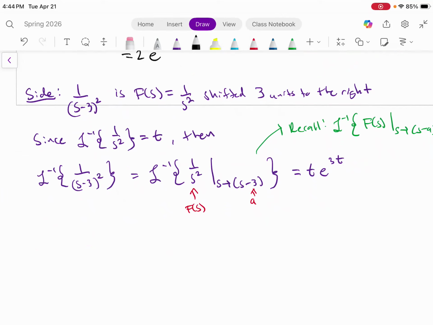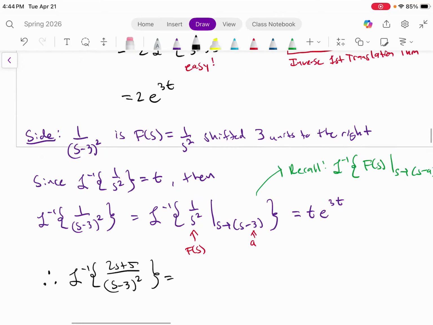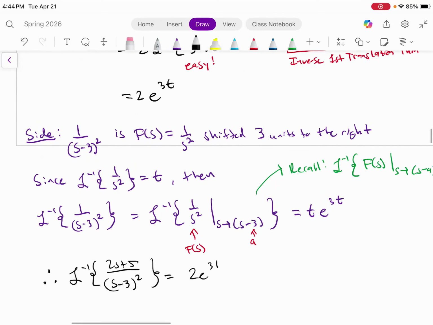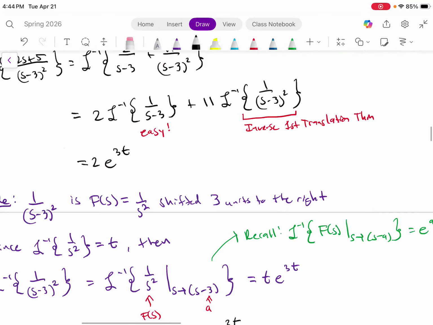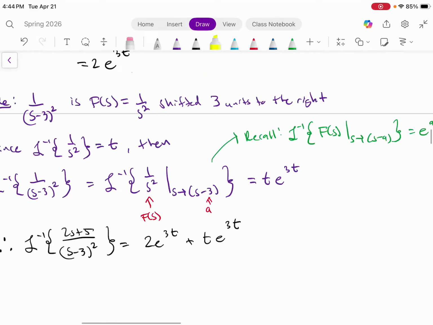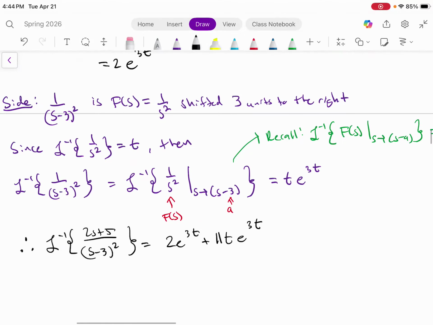So therefore, the inverse Laplace of 2s plus 5 over s minus 3 squared is going to be what we found quickly, 2e to the 3t, plus what we just found now, te to the 3t. Oh, sorry, don't forget that 11. That comes down here as well. So 11t. So that is the answer.